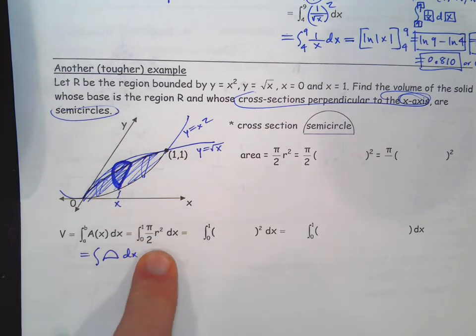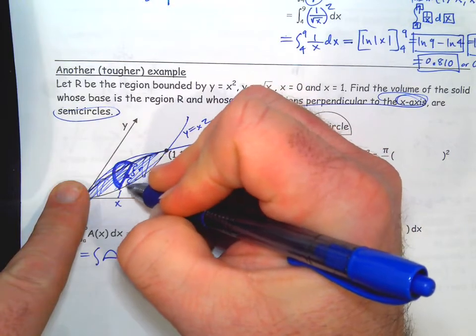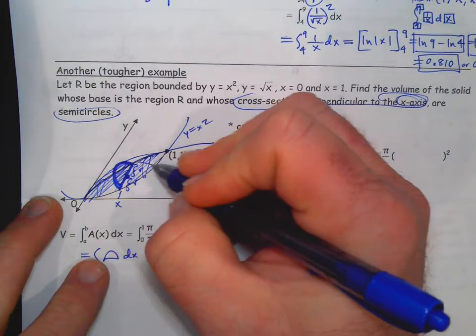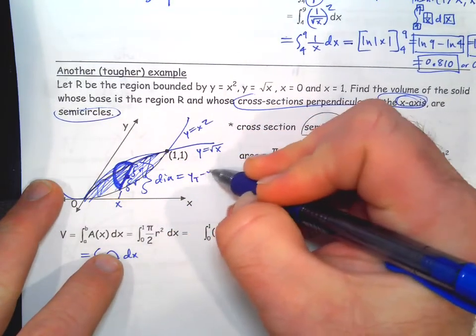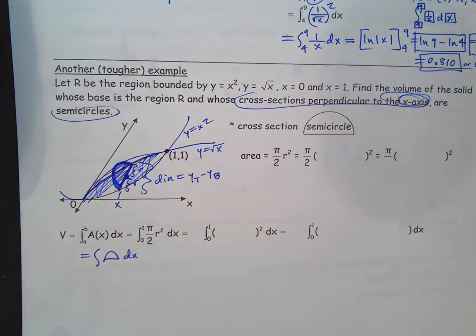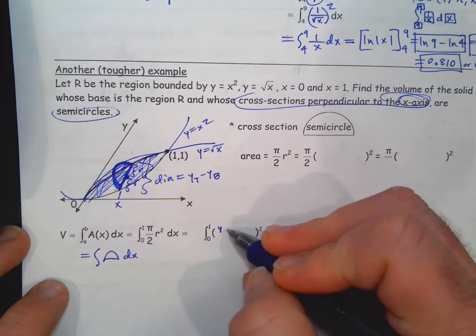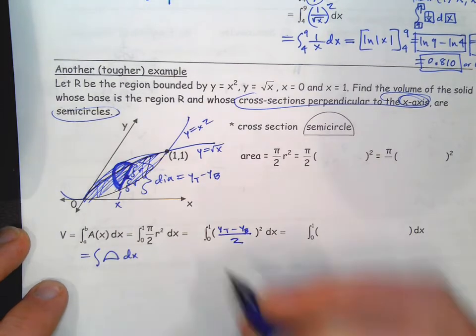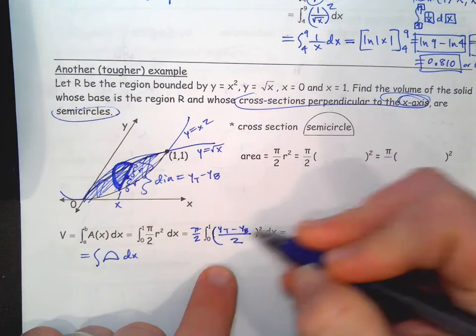Now the radius of this is this. But what we could do is figure out that this whole thing right here is the diameter. And the diameter is y top minus y bottom. It's the distance between the top curve and the bottom curve, right? So we could do y top minus y bottom, but then we have to divide it by 2. Now I can move the pi over 2 out in front. That was already there, but I have to divide this by 2, and it has to get squared.